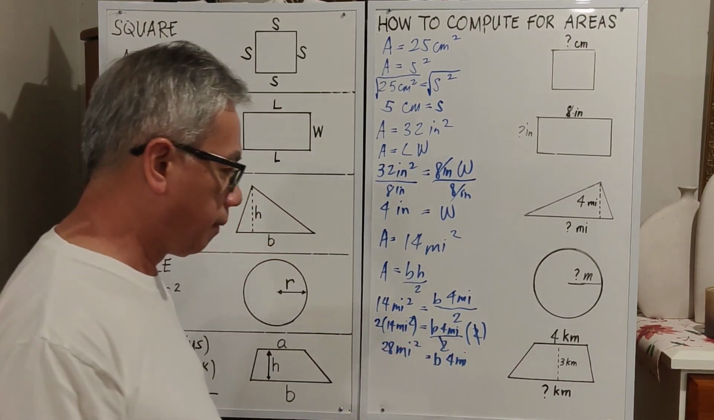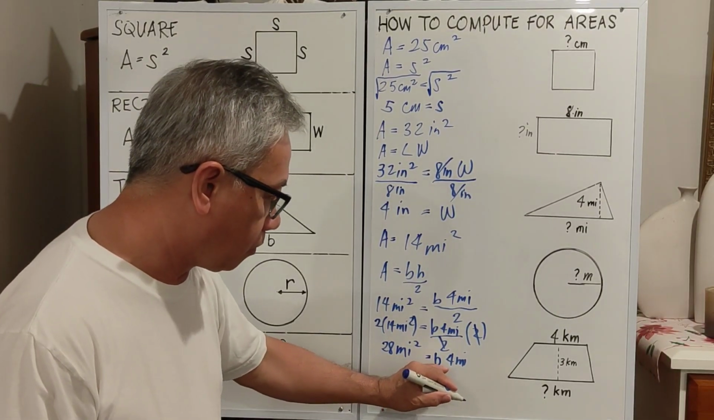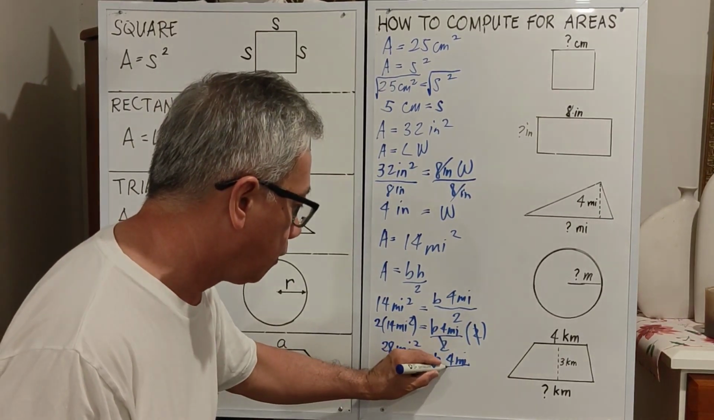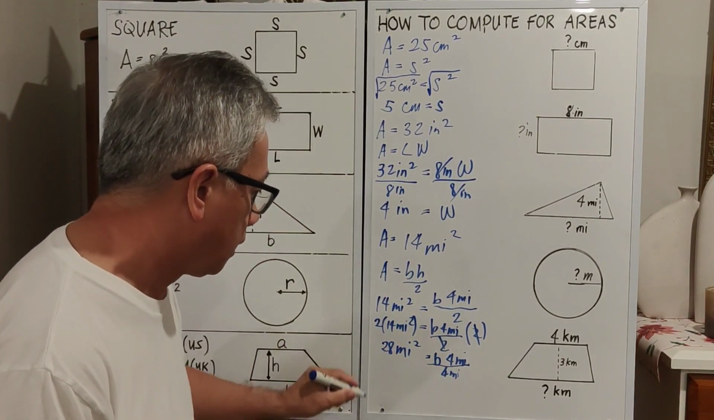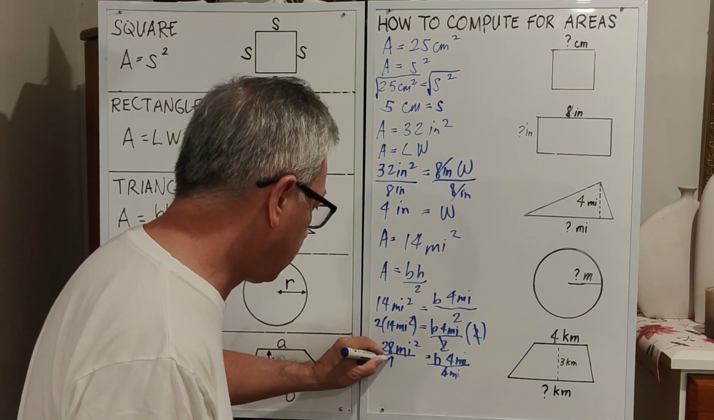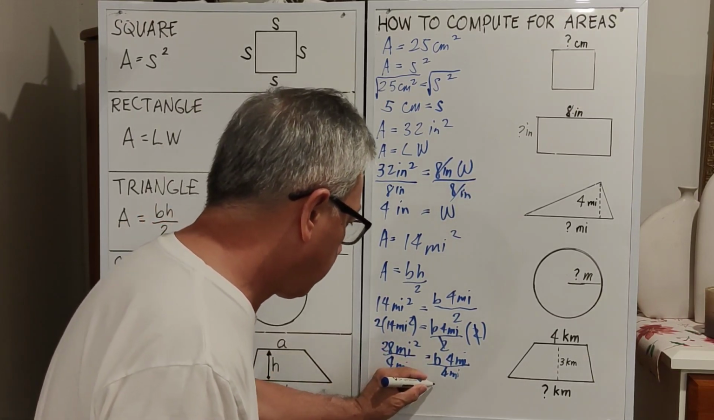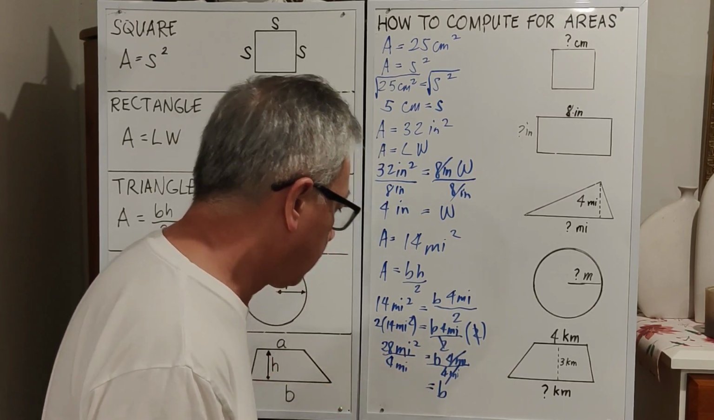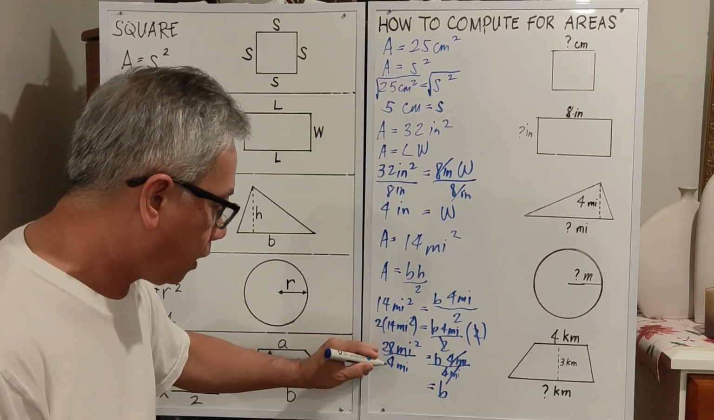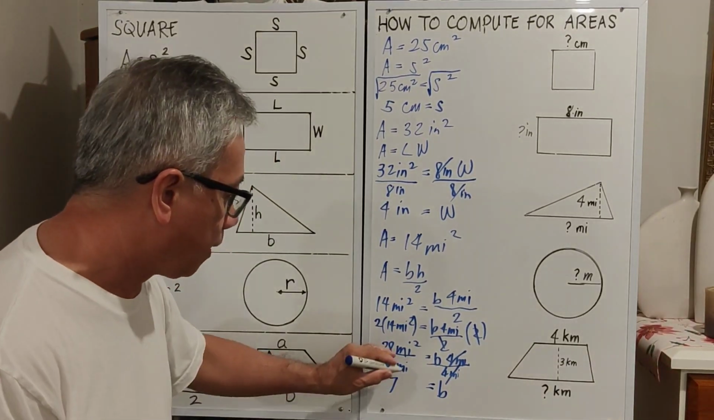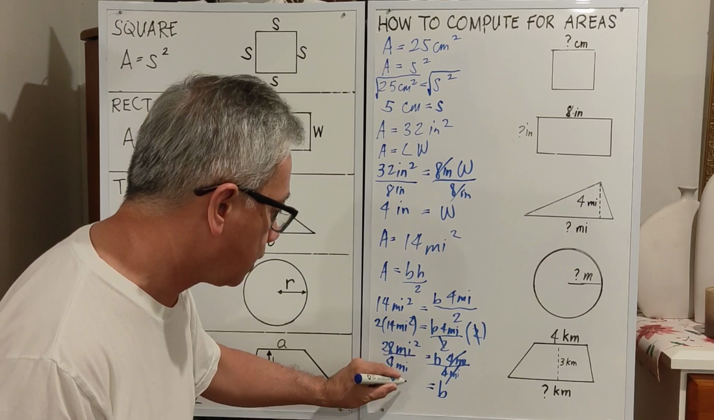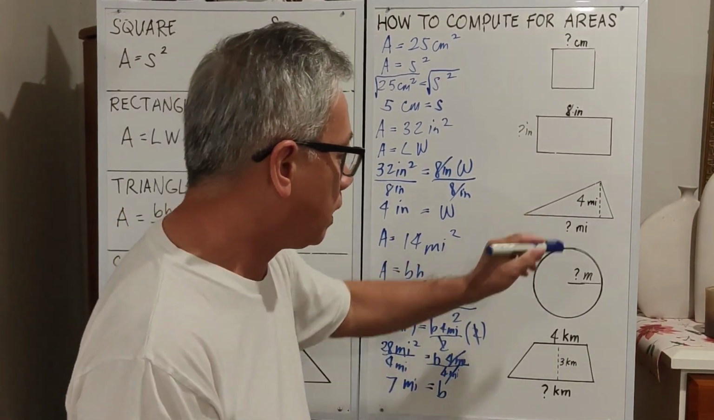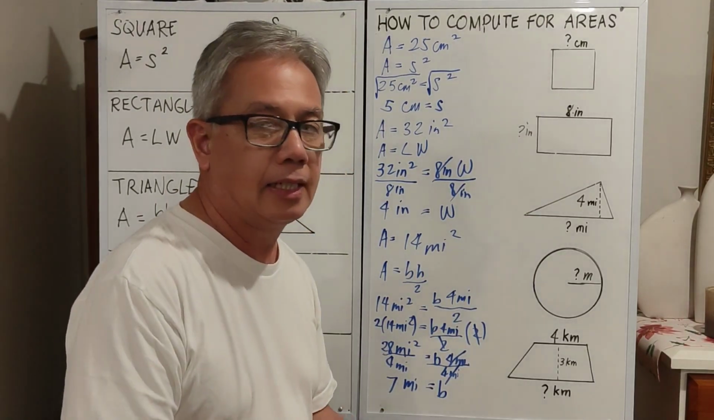miles squared. To remove 4 miles from B, we need to divide by 4 miles. So we have to divide both sides by 4 miles. If we divide by 4 miles, this will cancel out, leaving just B. 28 divided by 4 is 7. Miles squared divided by miles is just miles. So the base of the triangle is 7 miles.